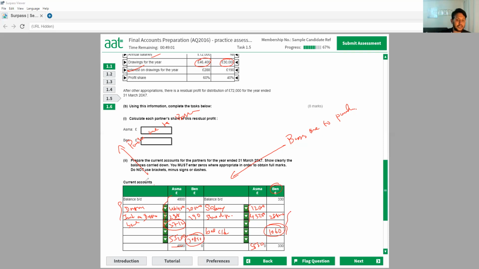So all you have to remember, in the current account template, the drawings and the interest on drawings will be on the debit, and all the other things, salaries, interest on capital, then profit share, everything will be on the credit side.